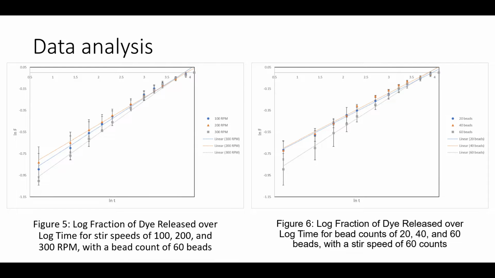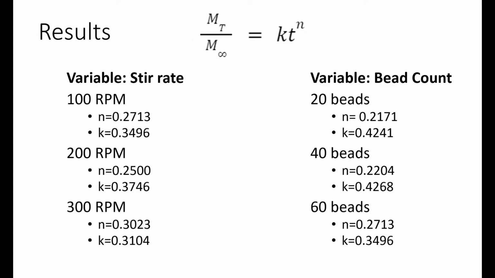Plotting the natural log of time versus the natural log of the fraction of the dye release shows a strong linear relationship. From this relationship, we can calculate the parameters n and k. The slope of the trend line provides the n value in the diffusion equation, and the y-intercept represents the natural log of the k value. Listed here are the parameters calculated from the trend line on the previous graphs.